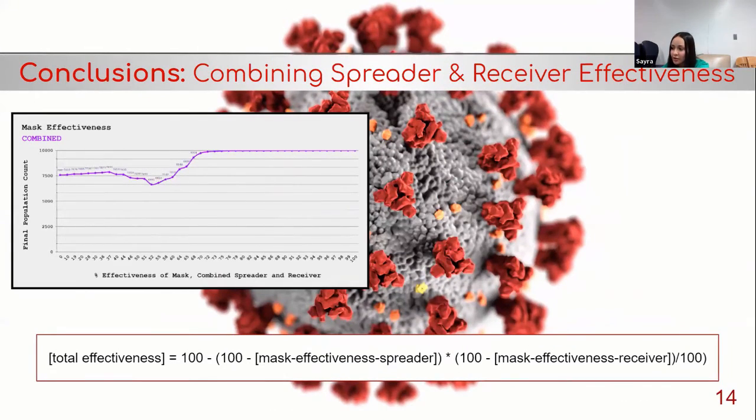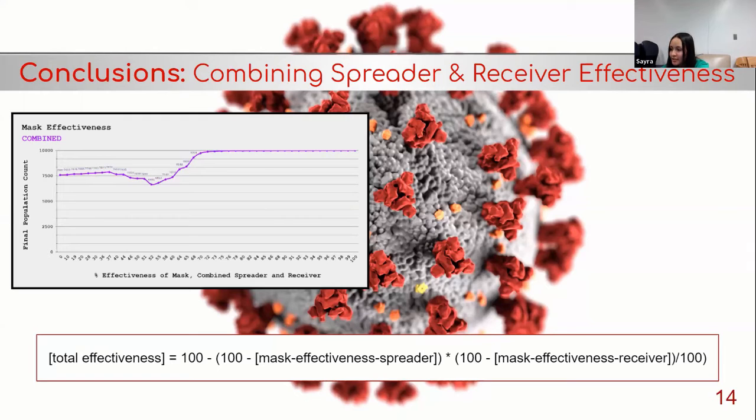So we also charted how mask effectiveness of spreaders and receivers interacted in this experiment. And these charts show combined data for effectiveness of both spreader and receiver masks using this equation on the bottom, which calculates the probability that the masks will work to prevent infection, either the spreaders or the receivers or both.